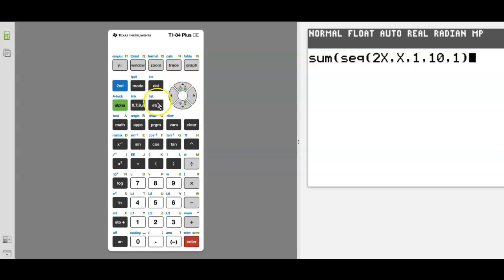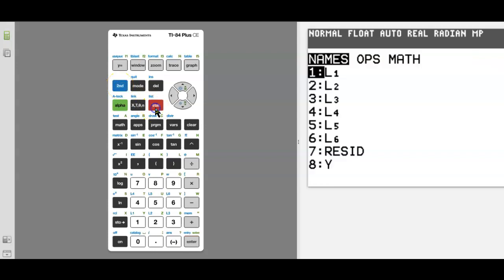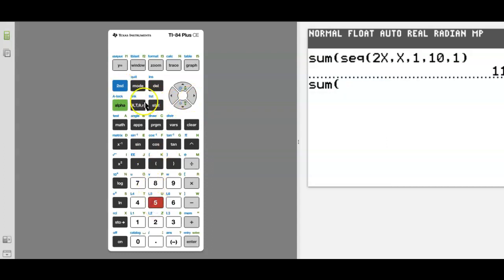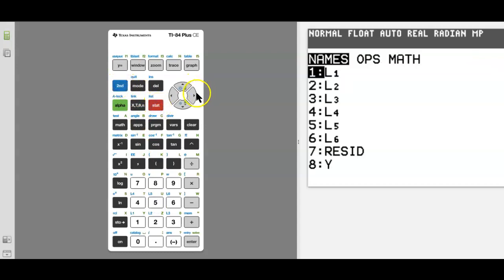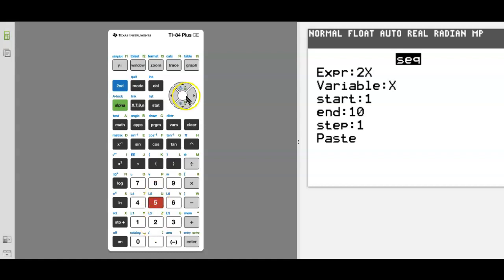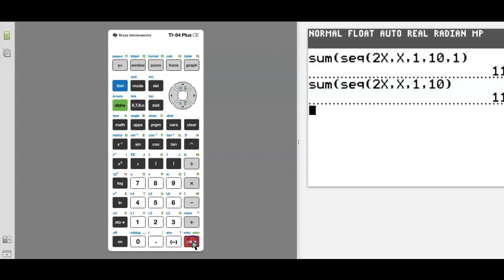Okay, let me go back and you get 110. Let me go back and do it one more time and leave it blank, but I'll show you one more time the buttons. So second stat over to math, choice 5. Second stat over to ops, choice 5. The formula was 2x, the variable was x, terms 1 to 10, and I believe you could just leave this blank. And then hit enter a couple times, and it would give you 110, okay?